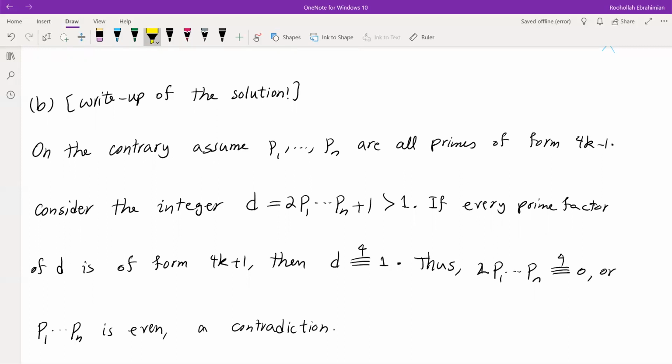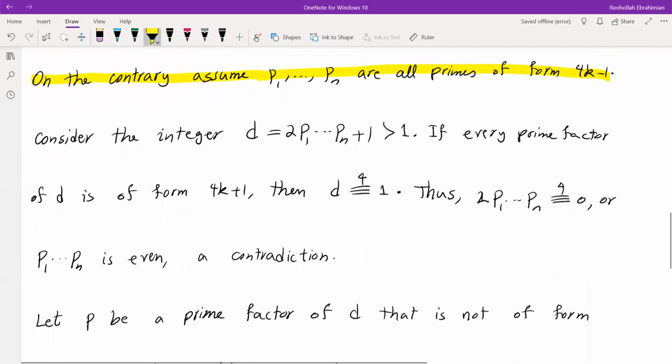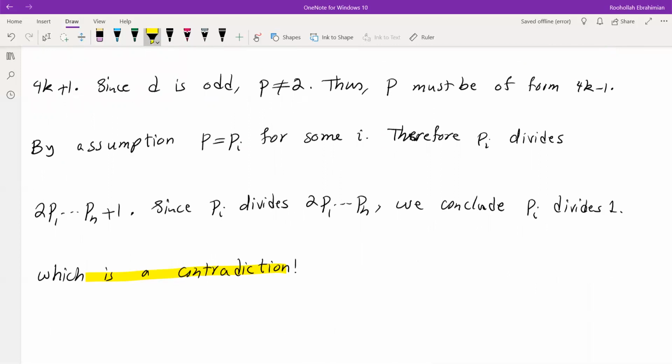In this example, the statement of the problem was given. So what I put on top at the very first line is the method that I'm using. So on the contrary, I'm assuming this is the list of all of the primes of form 4k minus 1. And then eventually I ended up with a contradiction. In between, of course, there's quite a bit more that we need to cover. But I wanted to mention these two methods. This is the first one, and I'll show you the second one in a different video.